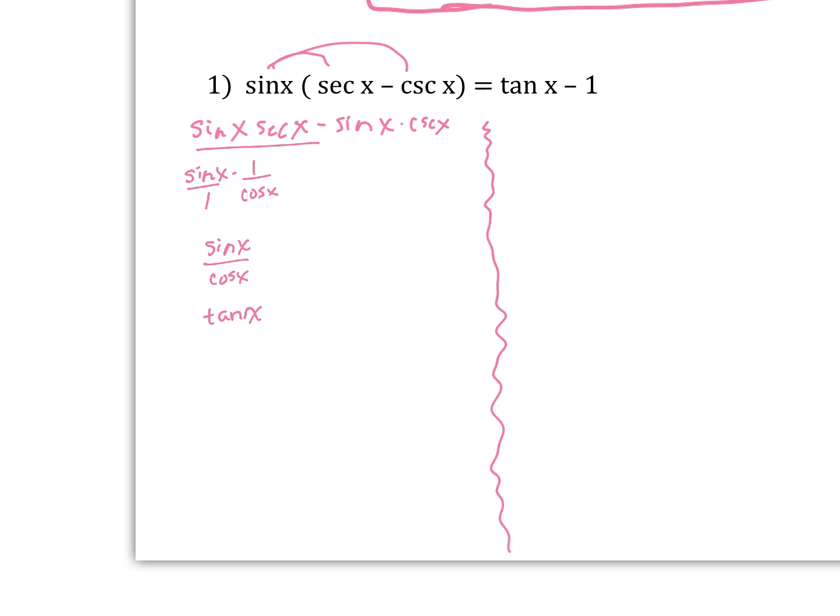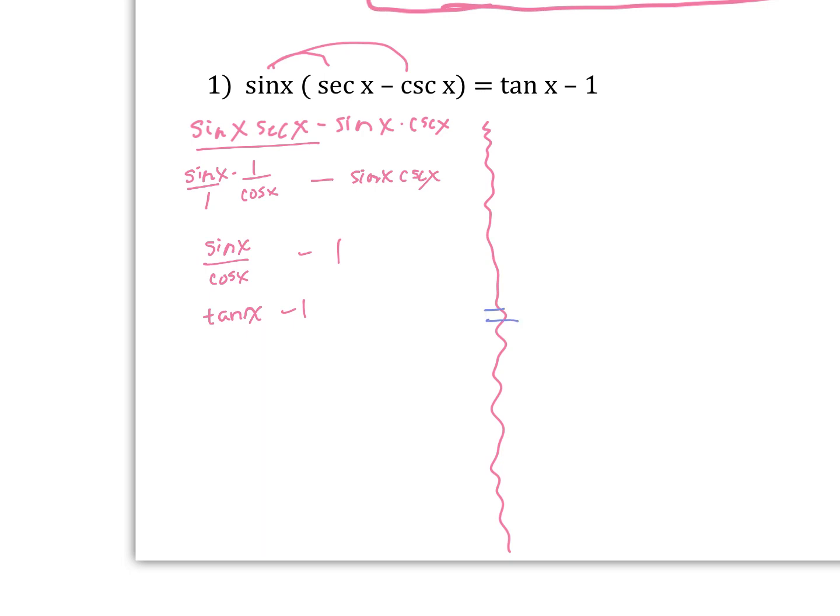And then we have minus, and then we have sine x times cosecant of x. Well, those two are reciprocals of each other. So that tells us that we just multiply those and we get 1. So we get tan x minus 1, and that's what we have on the right-hand side. That's what we wanted to show or verify, that each side was equal to.